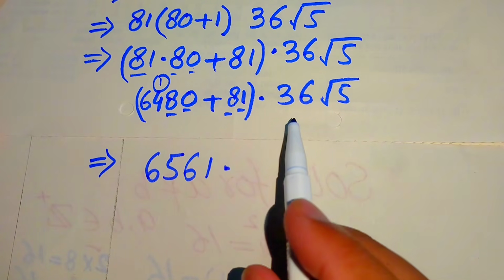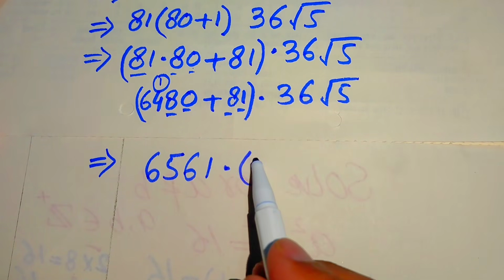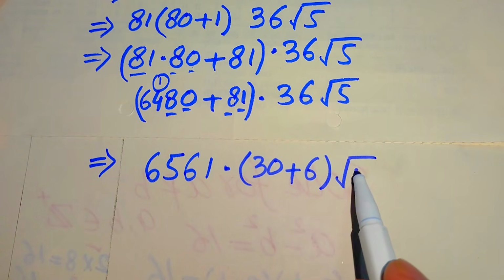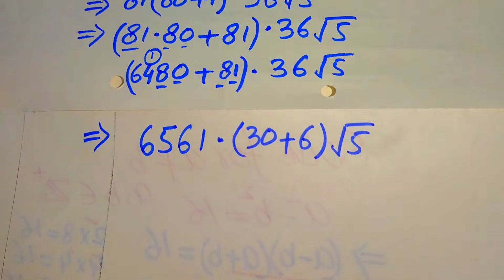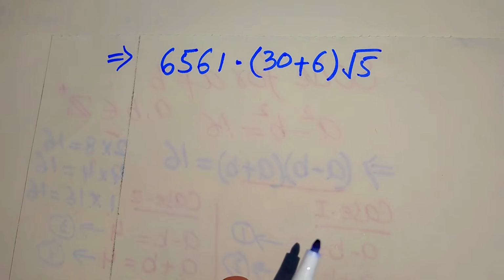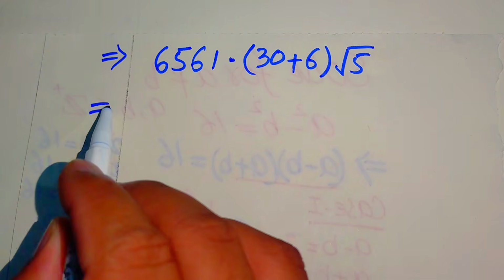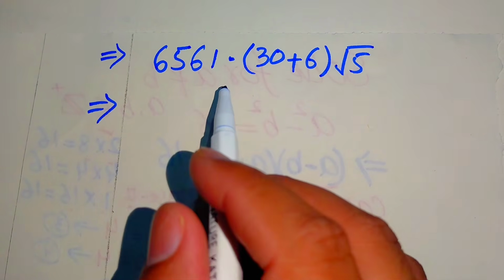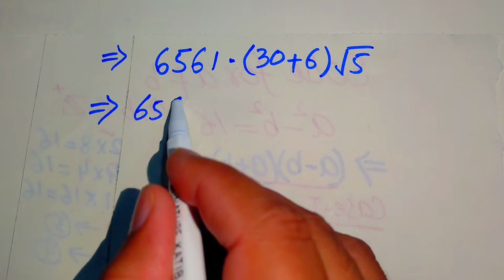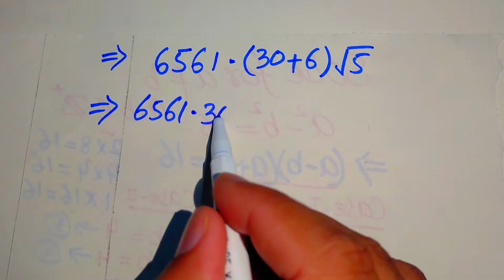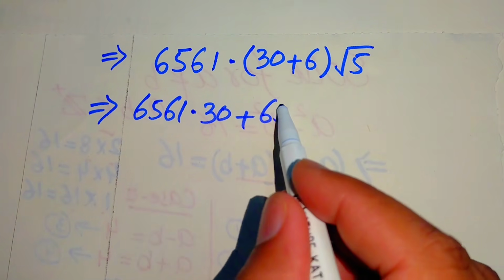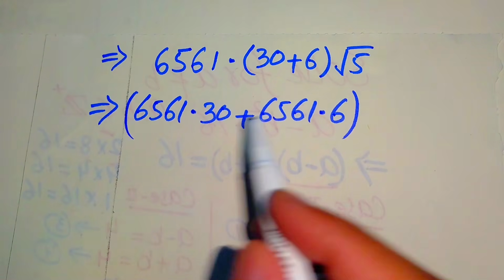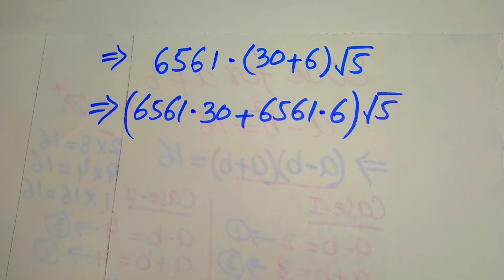So we multiply this term with 36, and we break this 36 as 30 plus 6, multiplied by the square root of 5. In the next step, we need to multiply this term on both of these two values, and it becomes 6561 multiplied by 30, plus 6561 multiplied by 6 times the square root of 5.